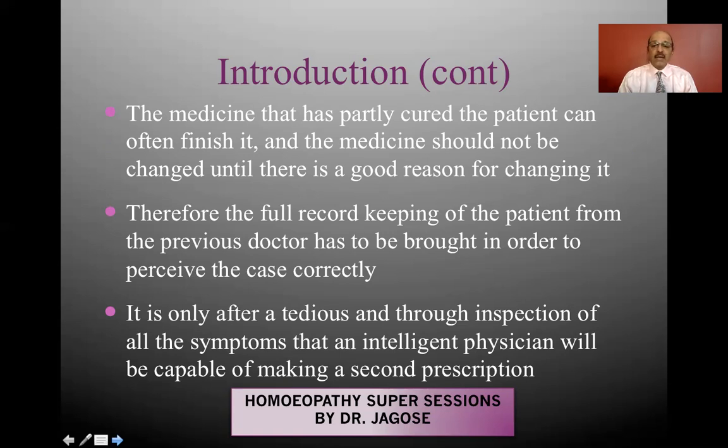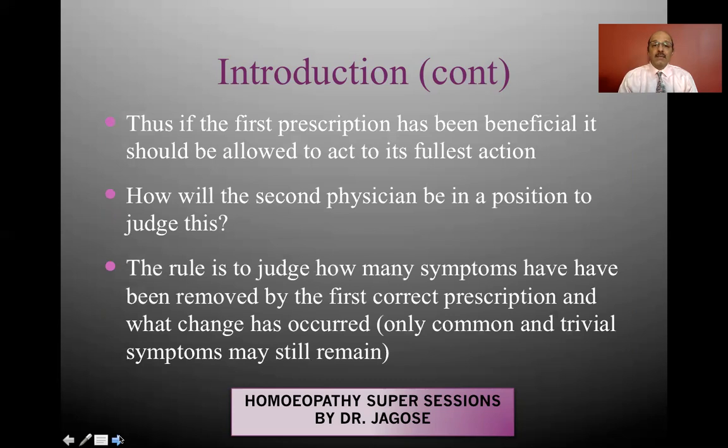It is only after a tedious and thorough inspection of all the symptoms that an intelligent physician will be capable of making a second prescription. So therefore, if you have the full record keeping of the first doctor, and if you carefully, meticulously go through the whole case and you classify, analyze and evaluate the symptoms, then only an intelligent physician will be capable of making a good second prescription. Thus, if the first prescription has been beneficial, it should be allowed to act to its fullest extent.